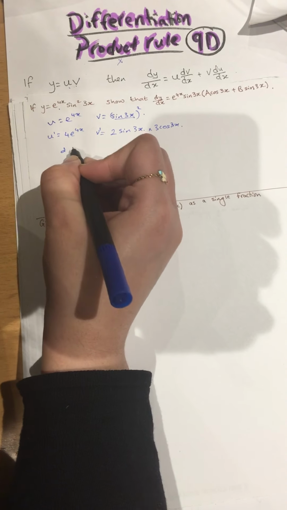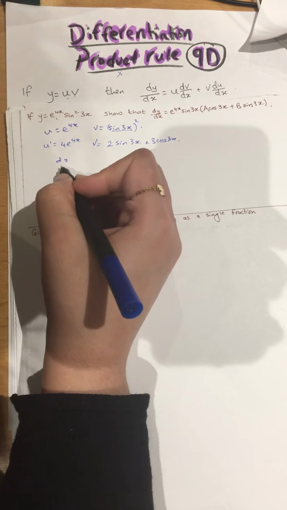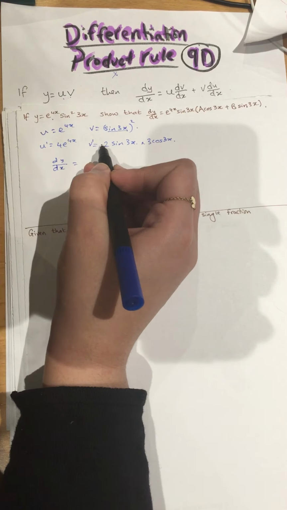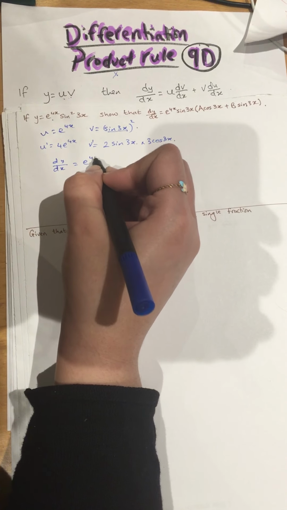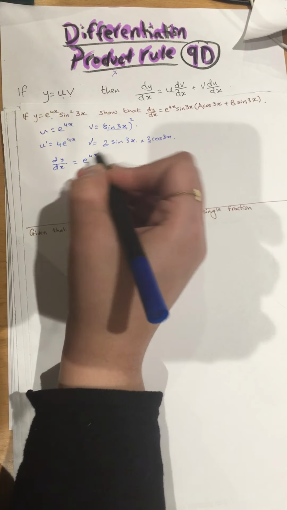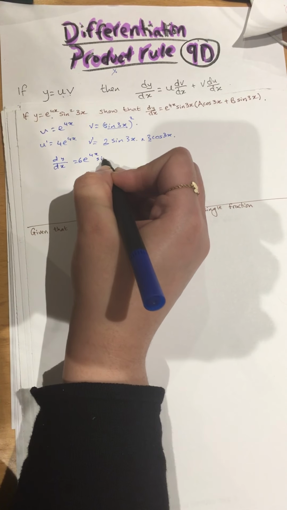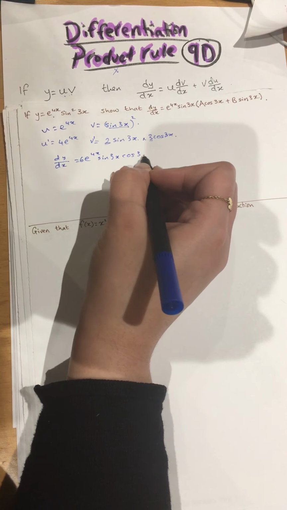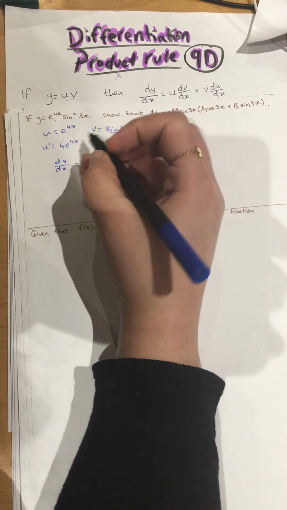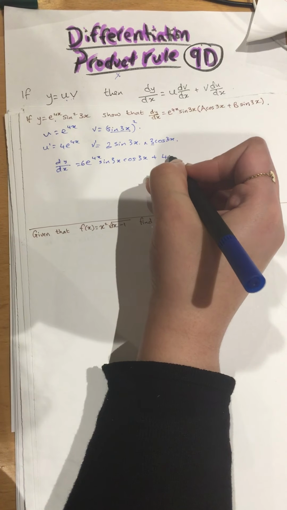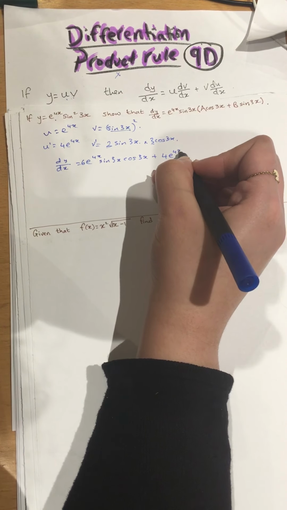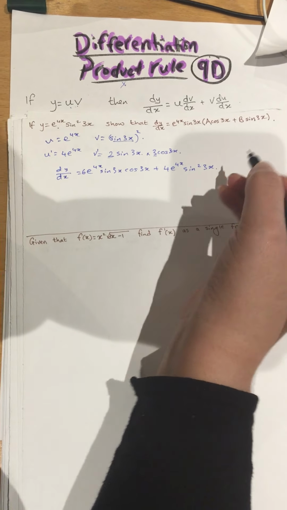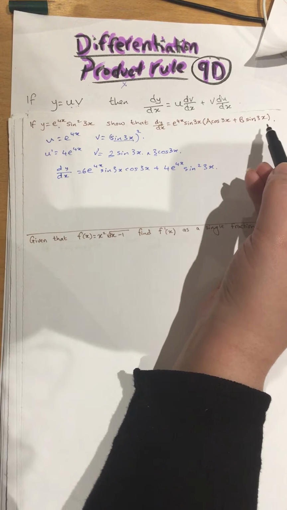Okay, so applying now dy by dx, I'm going to do u times v dash, so e to the power 4x, 2 times 3 is 6, sine 3x cos 3x, plus this times that, so that's 4e to the 4x sine squared 3x. Now, because the question says they want it in this format, it kind of helps me to factorize, so I know what I have to take out.